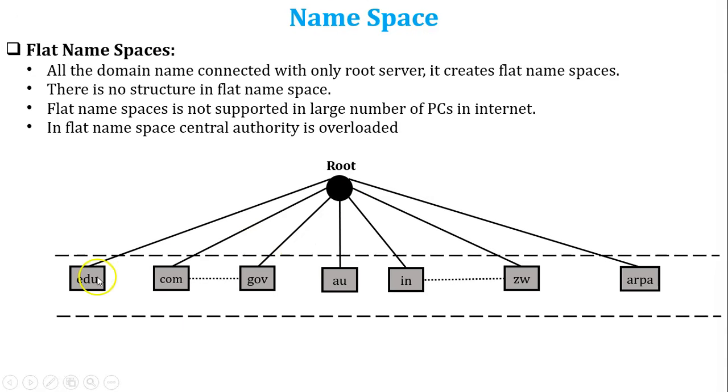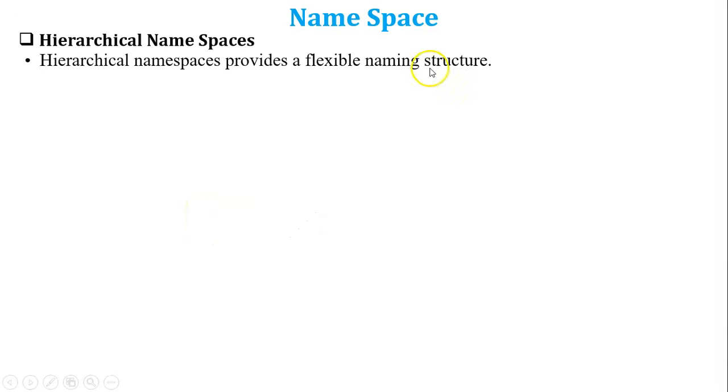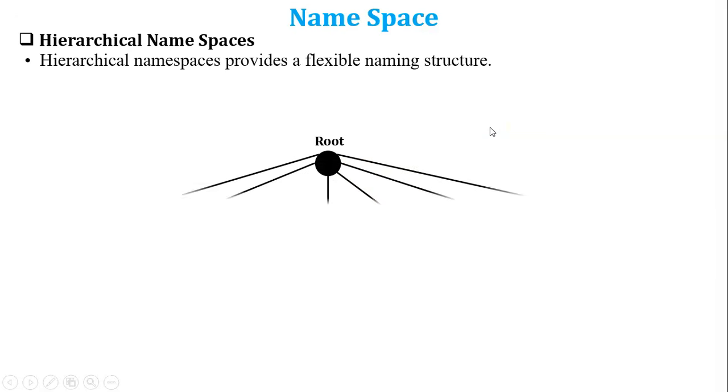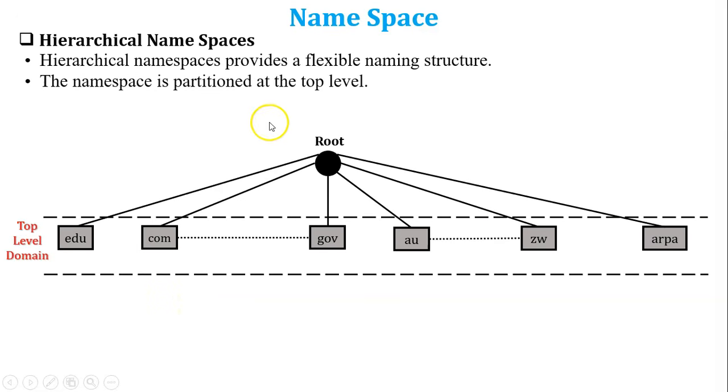In flat namespace, there is no further division into different domains like generic domain, country domain and inverse domain, because all the nodes are present in the top level domain. To overcome the limitation of the flat namespace, hierarchical namespace is used. So hierarchical namespace provides a flexible naming structure. Now see in this diagram, the root node is connected with different nodes in the internet. The nodes that are directly connected to the root node in the hierarchical namespace are called the top level domain. Next, the namespace is partitioned at the top level domain.